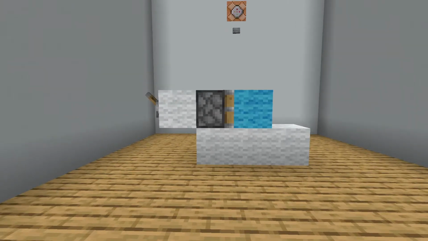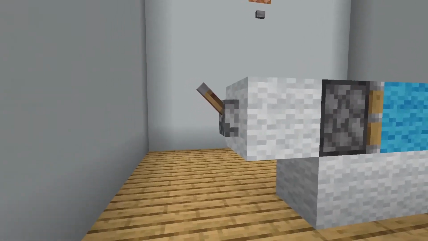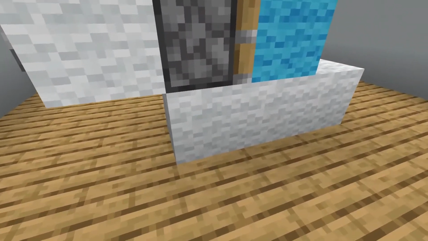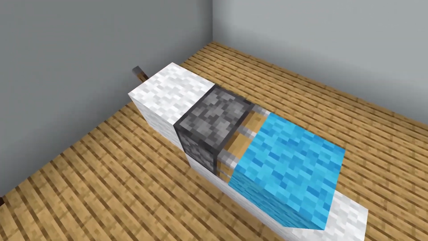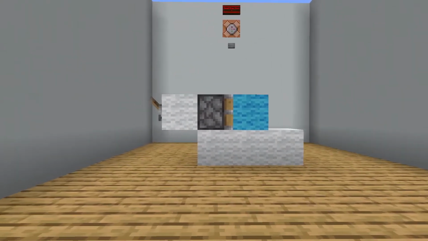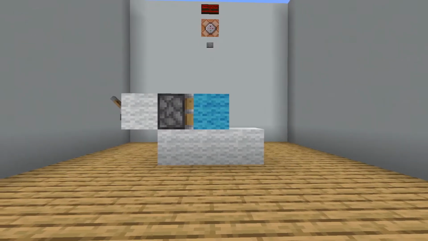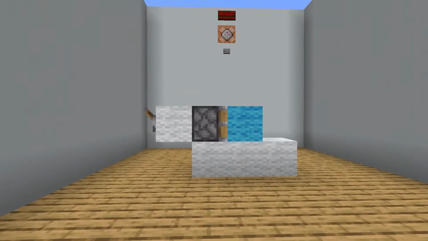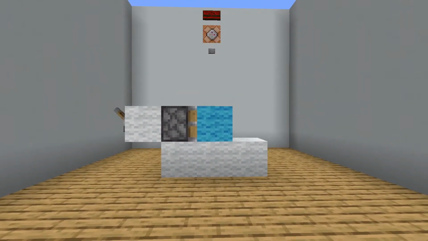Here we have problem number 1, and I want you guys to think about what's going to happen when I flick this lever. Now because you can't see, I'll just let you know that this piston is a regular piston, not a sticky piston. So I'll give you guys a moment to think about your answer. Feel free to pause the video if you need. Got your answer? Alright, I'll move on to the solution now.